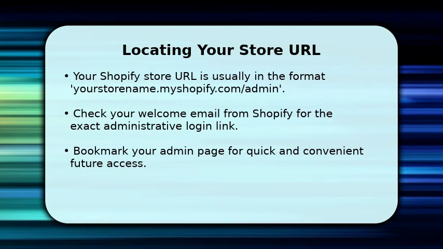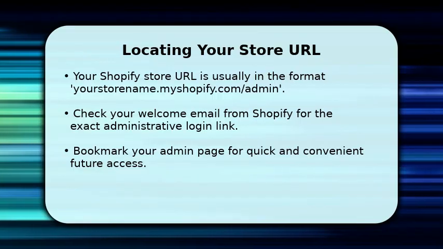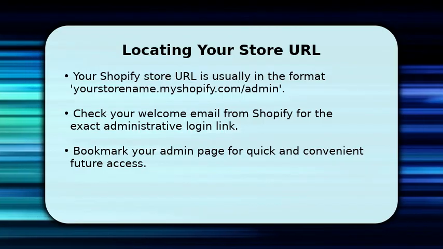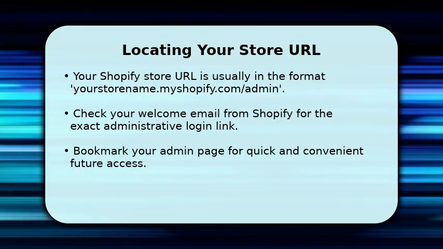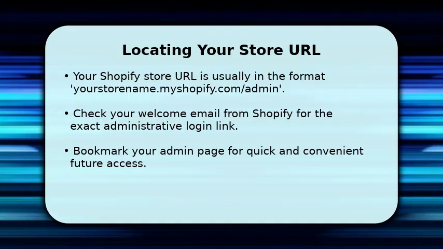Sometimes, remembering your exact store URL can be tricky. A simple way to find it is to look for the welcome email Shopify sent you when you created your account. This email often contains a direct link to your admin login page. Alternatively, you can usually guess it by adding shopify.com/admin after your store's name. Once you find it, I highly recommend bookmarking this page in your browser for super fast access every single time you need to log in.